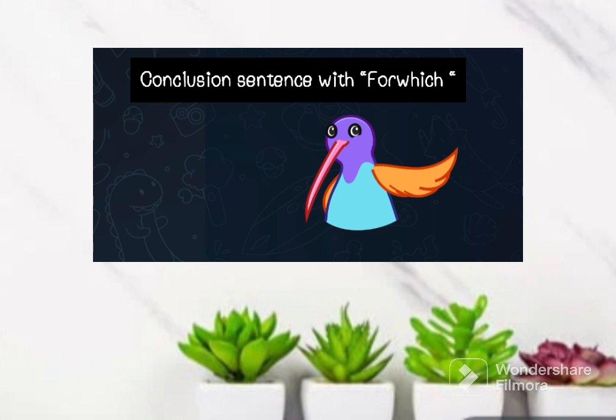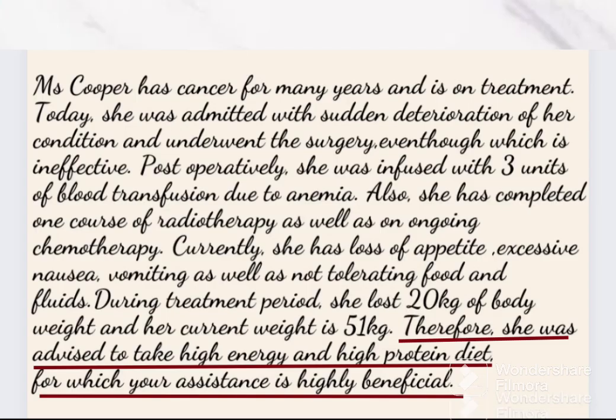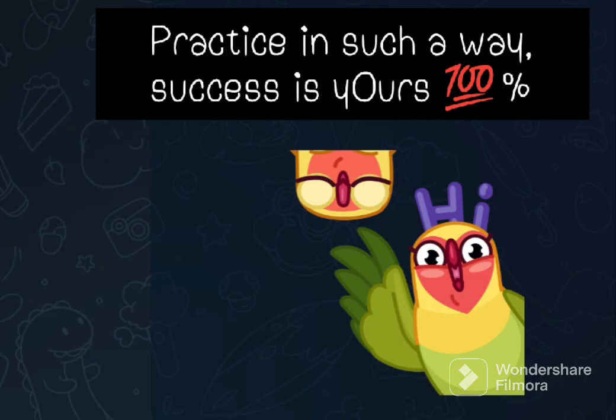And another one, I will tell you, for which. We can use for which also for the same scenario. Here I mentioned she was advised to take a high energy and high protein diet, for which your assistance is highly beneficial. That means the doctor has already advised to take a high energy and high protein diet, but this patient doesn't have tolerance to oral food intake or fluid intake. Therefore, active management or active suggestion is required from your service. So for which also we can use it for negative impact. That means active management is needed. There is a problem that exists. So all these connectives we can use effectively to make a conclusion sentence.